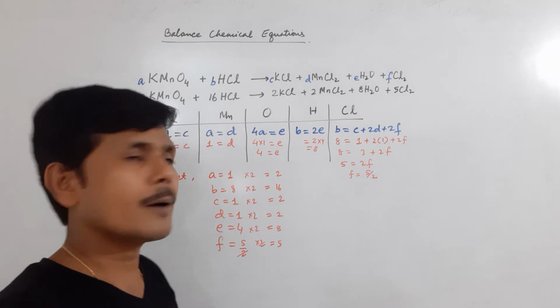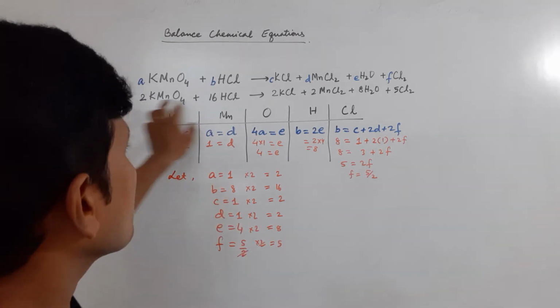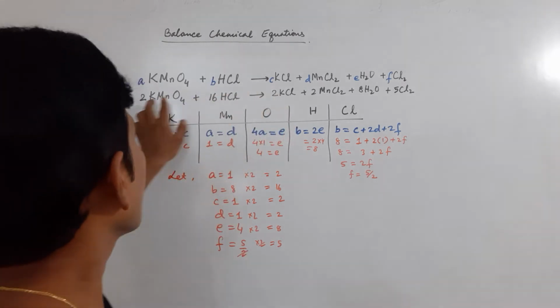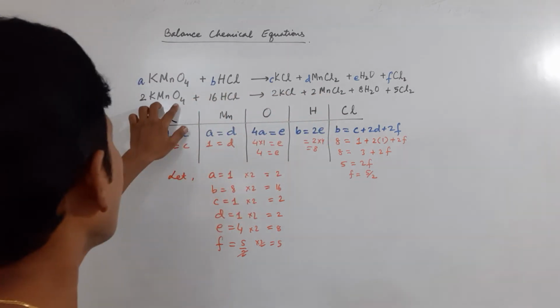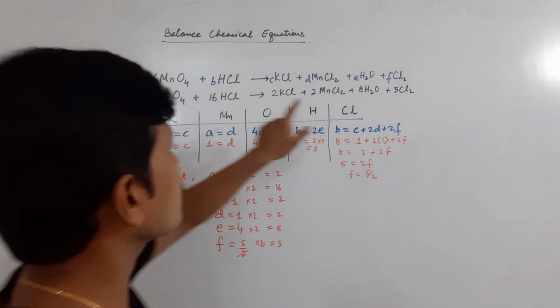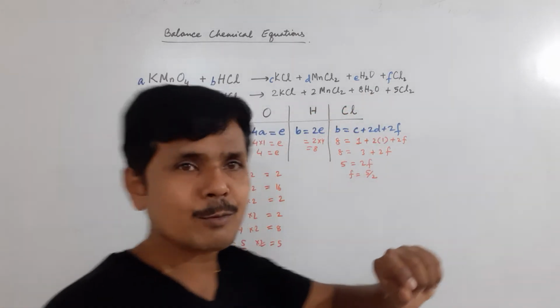Now let us see. Count it up. We have 2 potassium atoms over here. We have 2 manganese atoms. We have altogether 8 oxygen atoms over here.